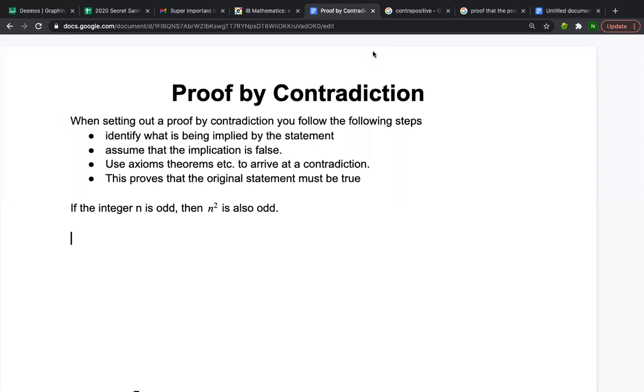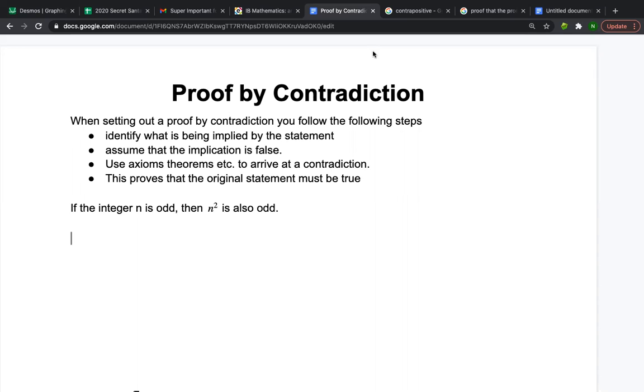Okay, when using a proof by contradiction, you are going to be using the contrapositive, which is something that I'm putting on your little cheat sheet that hopefully I will have finished and will share with you. But essentially, the contrapositive means assuming that the second part of the statement is false. So the first thing is identifying what is being implied, and then assume that the implication, which is the then statement, is false.